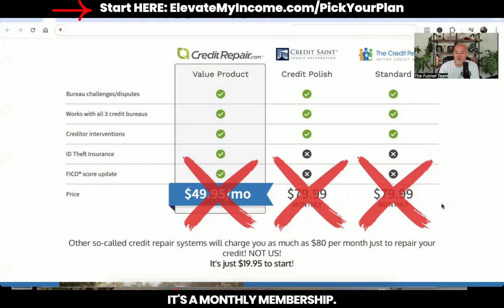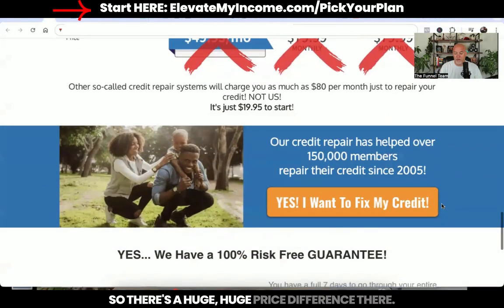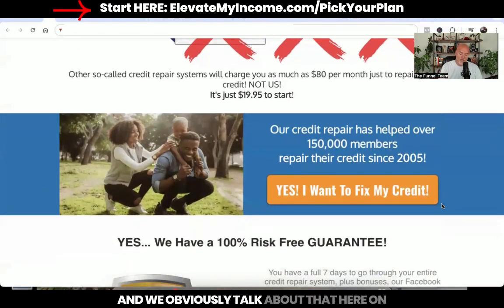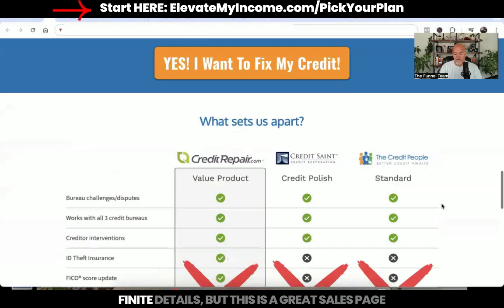It's a monthly membership. So when people can get started in myEcon and they can repair their own credit, they can do it for a fraction of the price that it's going to cost them to pay one of these other credit repair agencies to do it. So there's a huge, huge price difference there. And we obviously talk about that here on the sales page and in the video. And of course, it goes over all of the finite details.